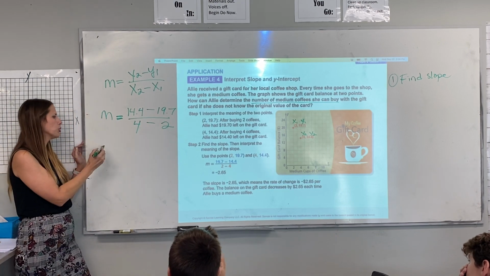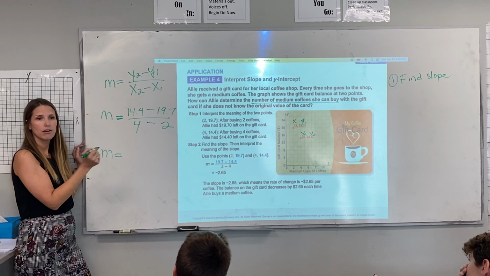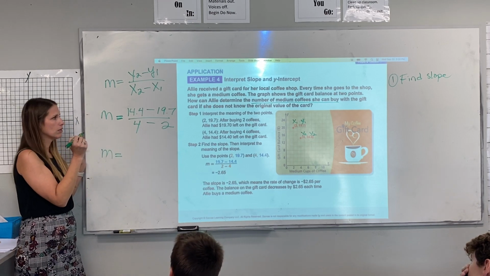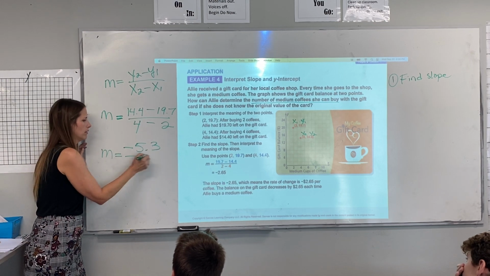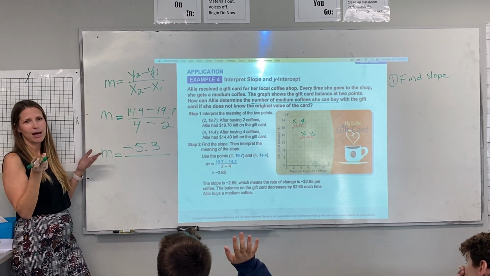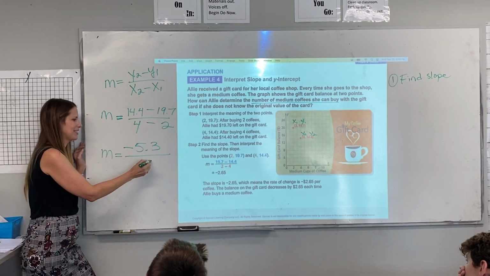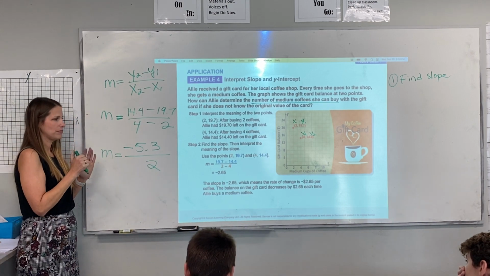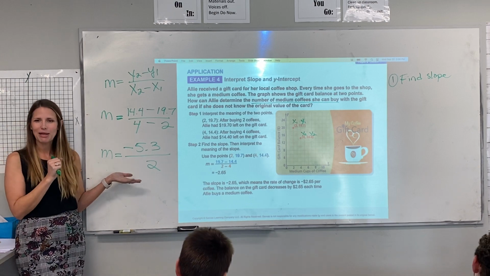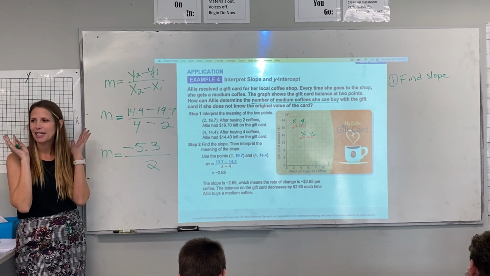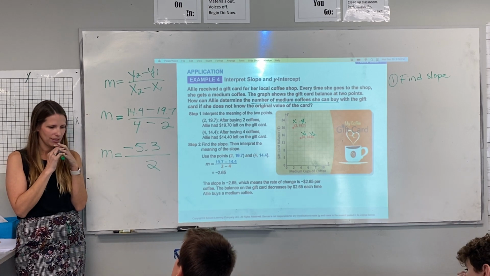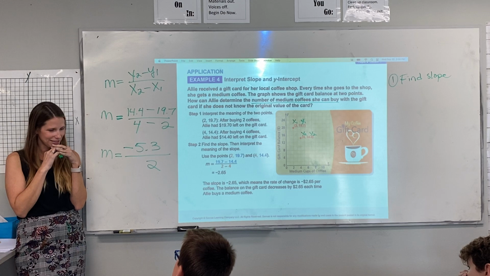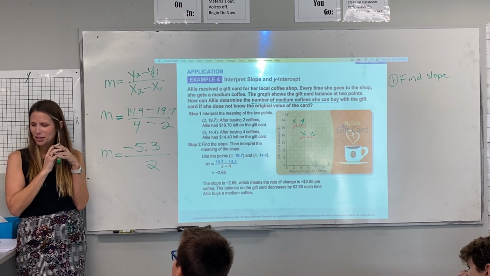Tell me what you get for your numerator. Negative 5.3. Yeah, that's what I got. And for the denominator, you don't need a calculator for that one. It's 4 minus 2, right? Now, remember before when I said to leave your slope in improper form? Yes, it is. Very good.